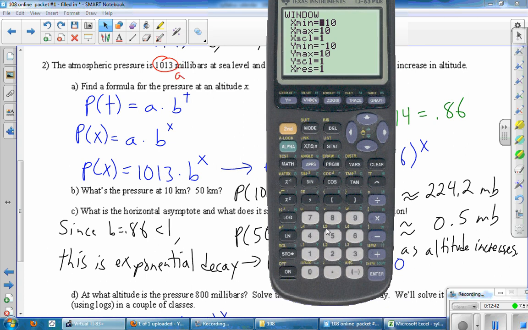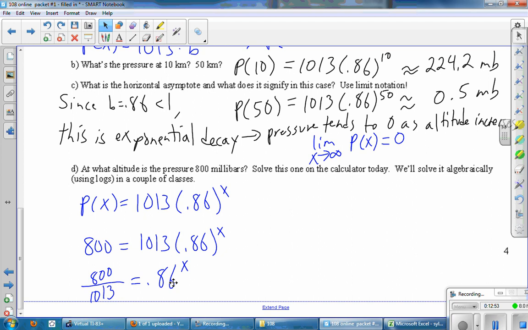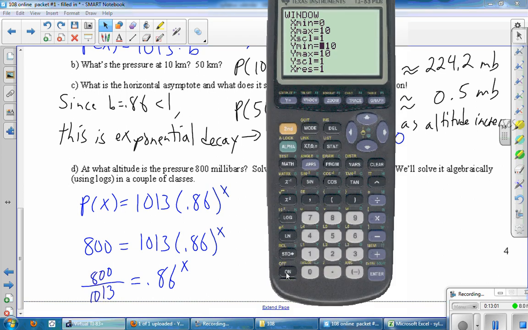So I would much prefer to say, okay, I know the answer is going to happen somewhere between sea level 0 and 10. And then as far as the window goes, all I need to do is make sure that I can see the graph of this thing right here. And 800 divided by 1,013 is roughly 0.8. So I'm just going to look between 0 and 1. That will really zoom me in on the part that's important. 0 up to 1. So there's 0.8, 8/10 of the way up, and then we'll see our exponential decay.